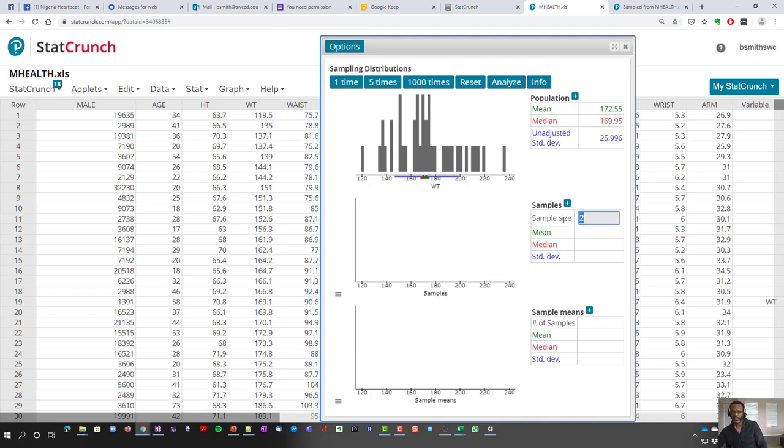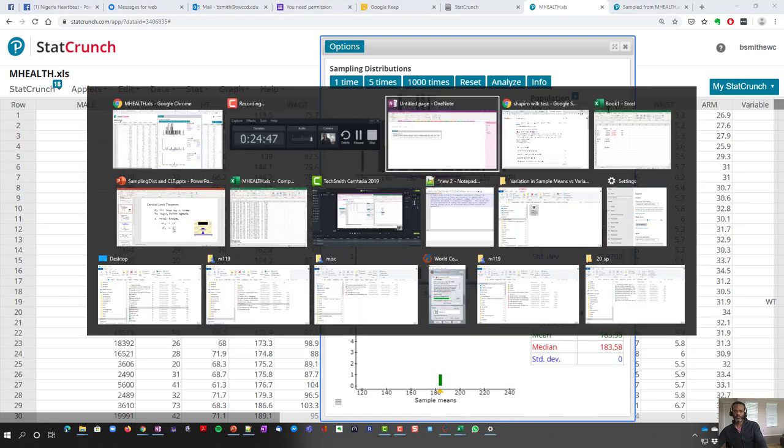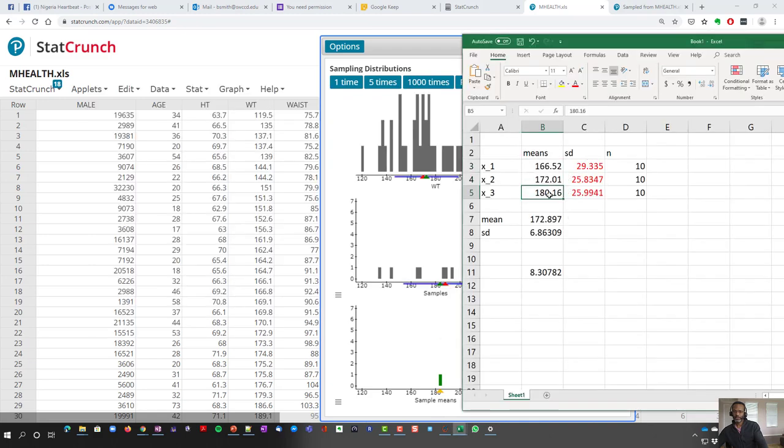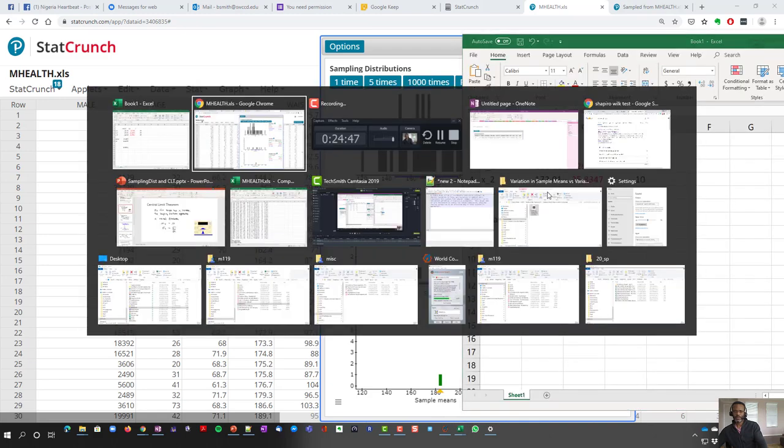So let's say we were to do something similar to what we just did, where we took a sample size of 10. If I randomly choose 10 individuals and get the mean of their weights, you would find that this mean, 183, is not a bad approximation to the actual population mean. And that's not too dissimilar to what we saw here when we took a sample of size 10.